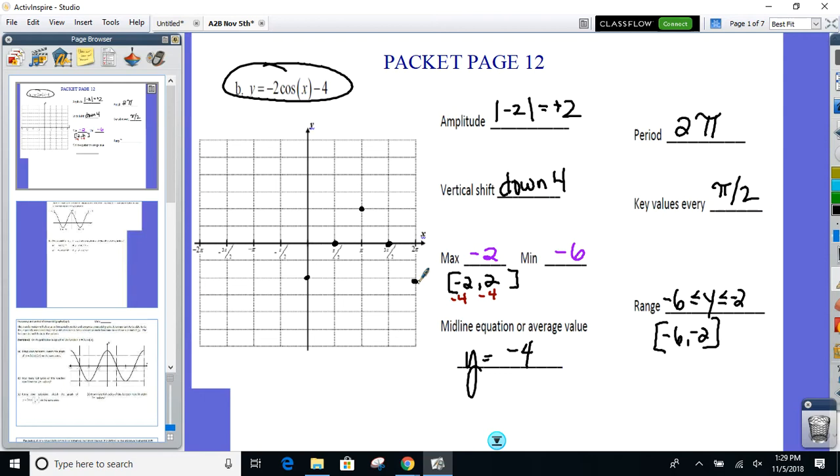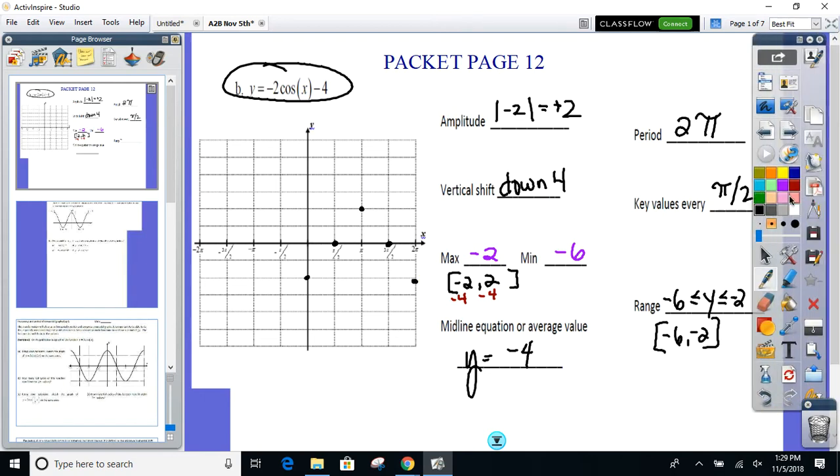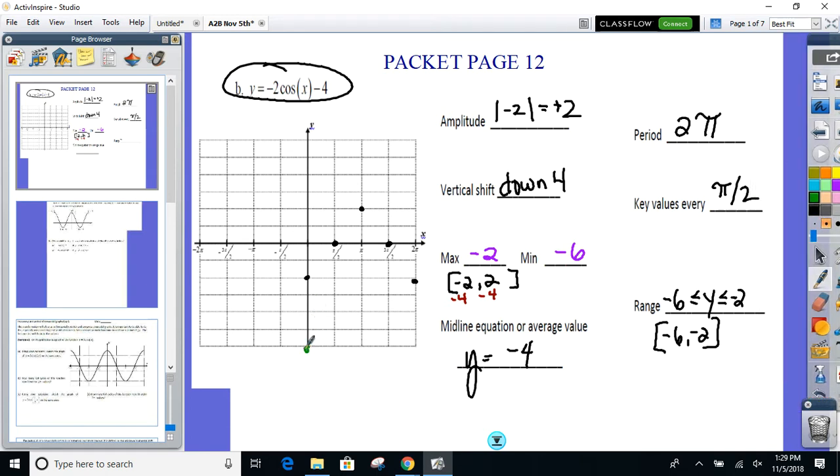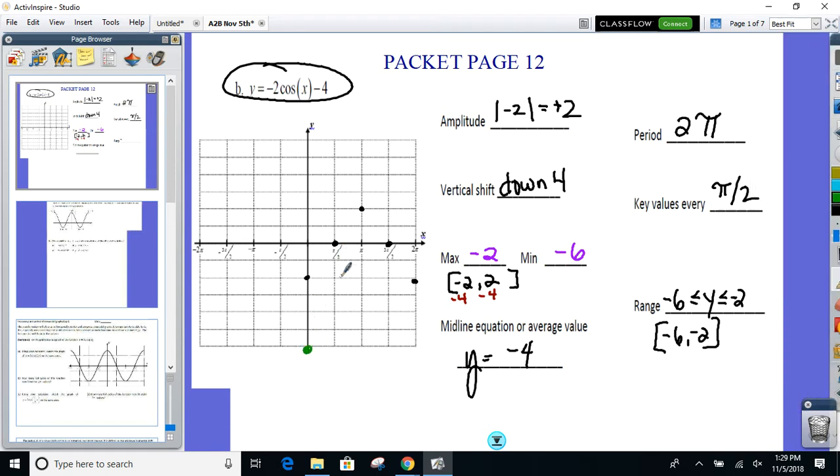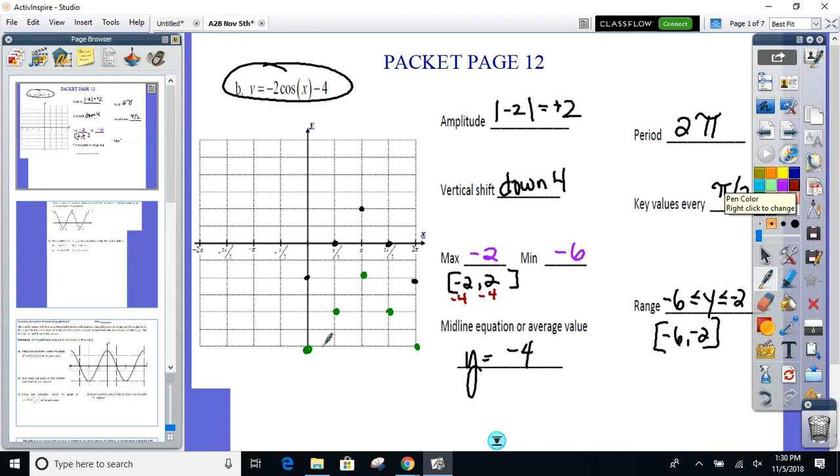What do I want to do with all these points now? Now you're ready to shift. Take all these points and move them down 4 units. So count 4 units down from each point. 1, 2, 3, 4. Again for each point, and then down 4 again. So this is my final curve for this one.